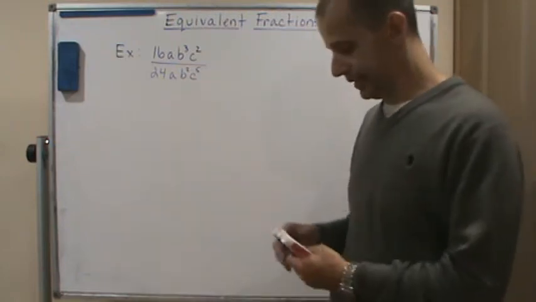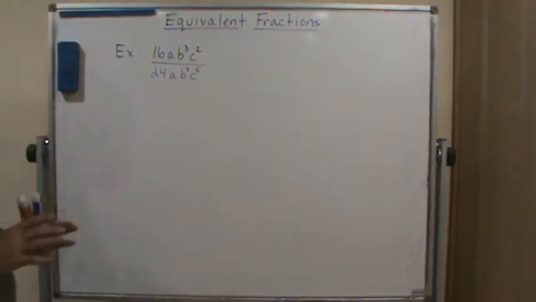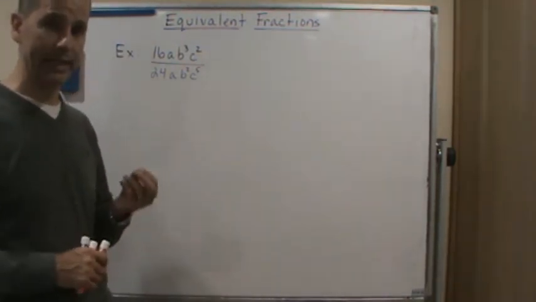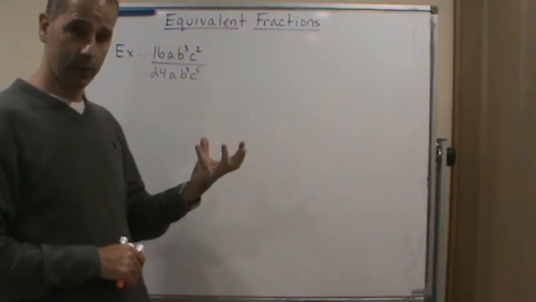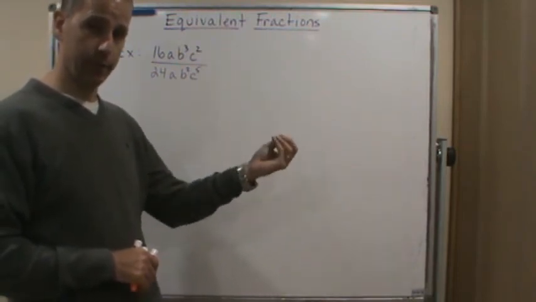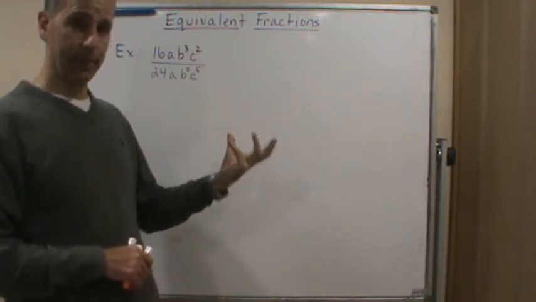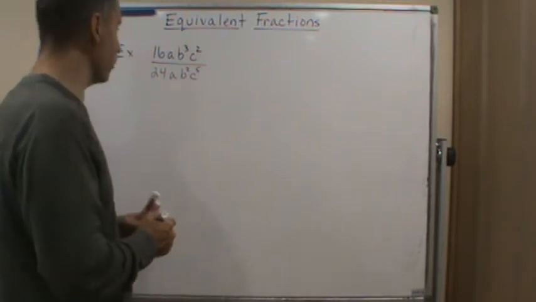So let's look at this example here. The way we're going to reduce this is we start with the coefficients. We want to find the greatest common factor of the coefficients, and then we want to find the greatest common factor of each one of the variables, and then we want to factor that out of the top and the bottom. Okay, so let's do this.